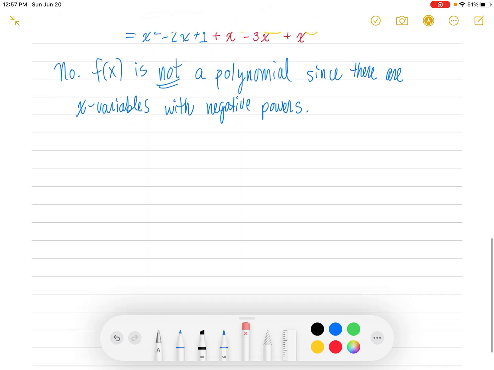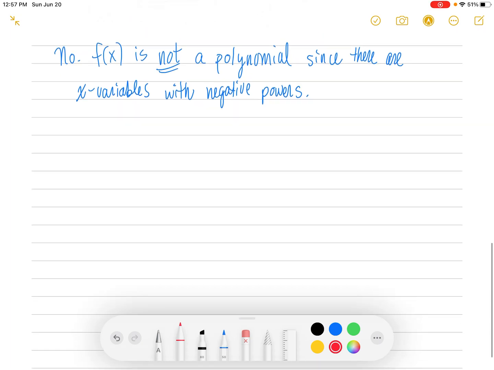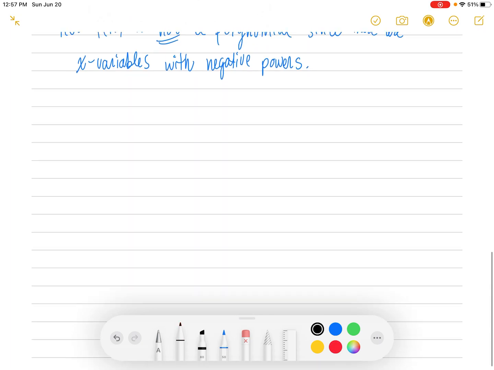All right, so number 4. Or another thing you could have said, if you didn't want to rewrite it, is to look at where we have this circled in red right here. You could say there are variables in the denominator. As soon as you have variables in the denominator like that, you're no longer a polynomial. Something else you could have said. All right, number 4.